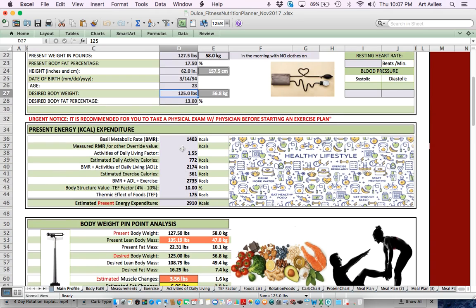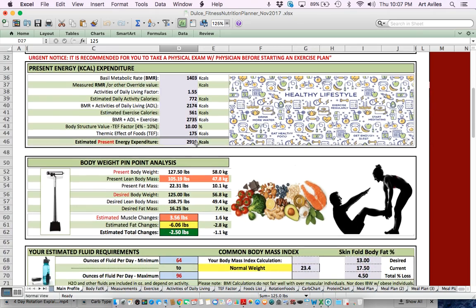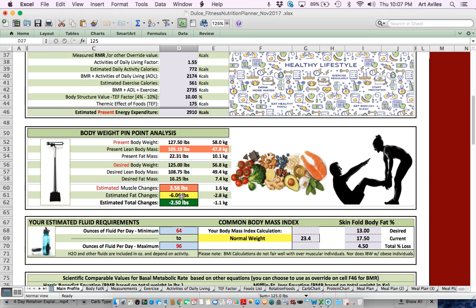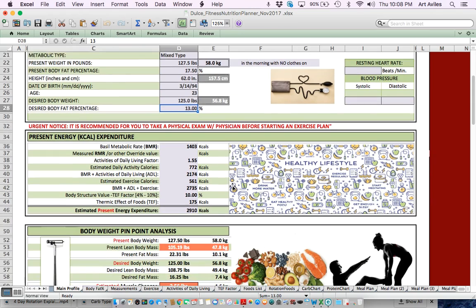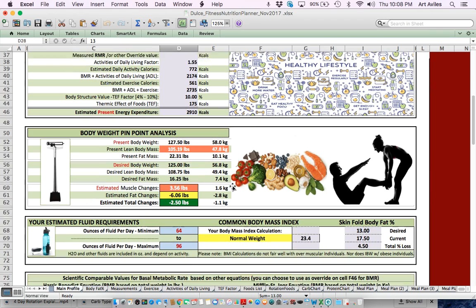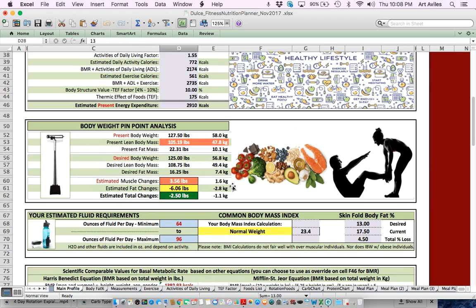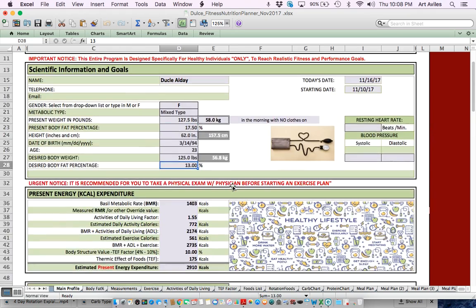But I chose this person to go down to a certain amount of body fat percent because if I look at this, if this person goes from 127 to 125, that's only 2, 2.5 pounds. But what's happening is this person is losing 6 pounds of fat and gaining 3.5 pounds of muscle, which means they will go from 17.5% to 13% body fat. That's the desired for this person. That'll be an elite status person here, that's almost like an athlete there.